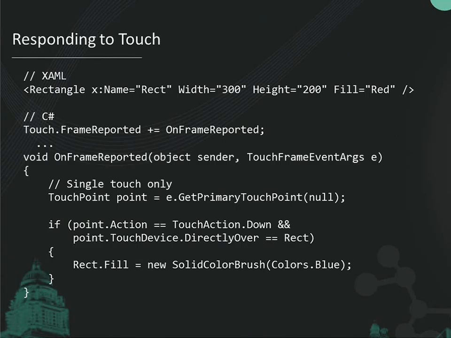Then I want to know, so what did this finger just do? Did it just now touch down on the screen? Did it move or did it lift up? So I'm checking the action property of the touch point object that comes back from get primary touch point, and if it is equal to touch.down, that tells me that that primary finger or primary touch point just went down.